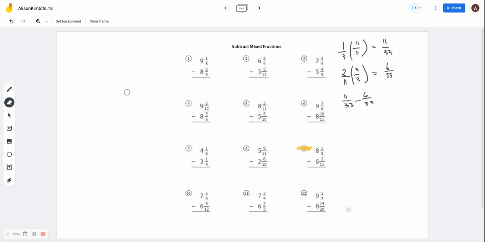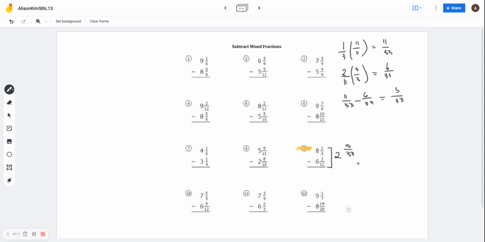Oh, I think I wrote a 55 instead of 33. Sorry. And then the denominator stays the same because it's both 33. So it's going to be 11 minus 6, which is just 5. And then we can't simplify that any further. And then we do the whole number minus whole number, which is just 8 minus 6, which gives us 2. So our answer would be 2 and 5 over 33.